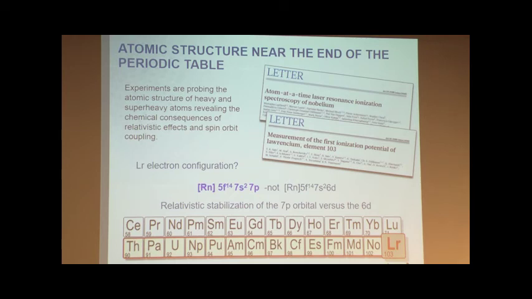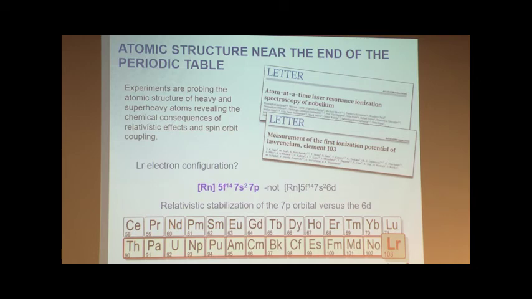And so why is this an issue? Well, because of these relativistic effects, we don't actually know what the ground state electron configuration of lawrencium should be. People have calculated it, and we come up with different answers. Lawrencium could actually behave like a 7p main group, or it could have that last valence electron in that 6d orbital.